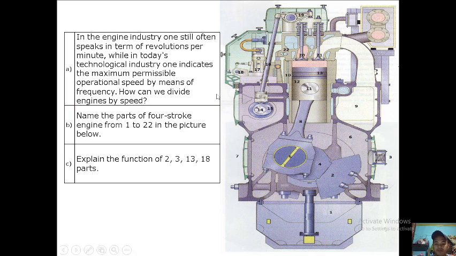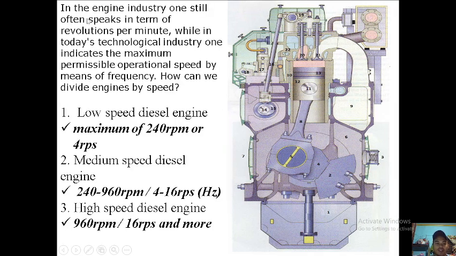Okay, so let's go. In the engine industry, a low speed diesel engine has a maximum of 240 RPM or 4 revolutions per second, while a medium speed diesel engine is usually rated at 240 to 960 RPM, or 4 to 16 RPS or 4 to 16 Hertz. While a high speed diesel engine has a speed of more than 960 RPM or 16 Hertz.